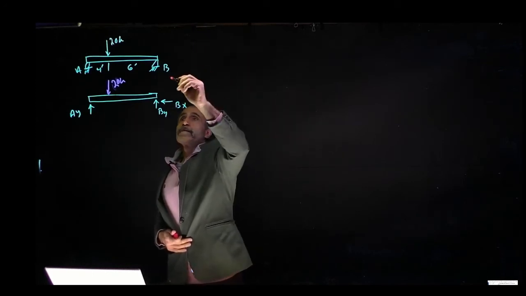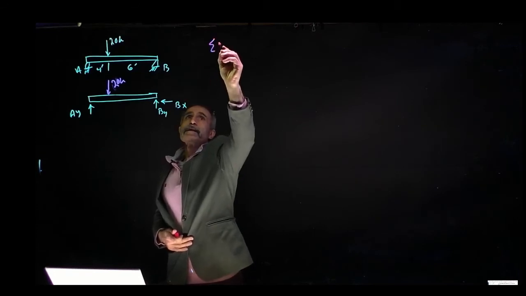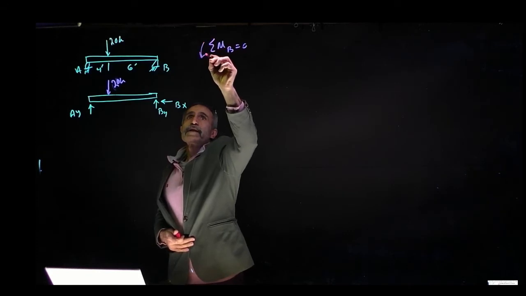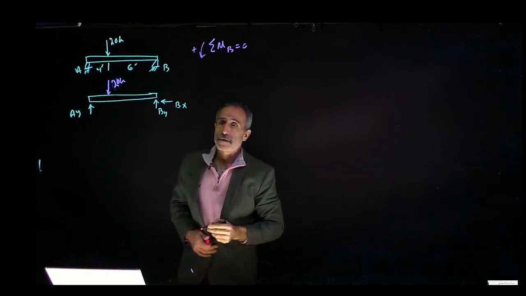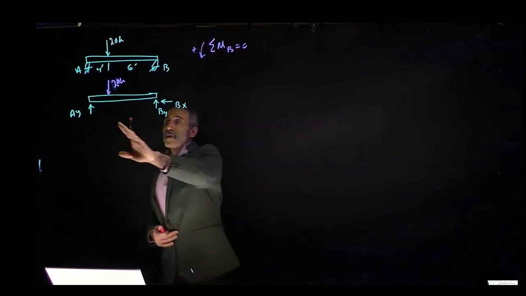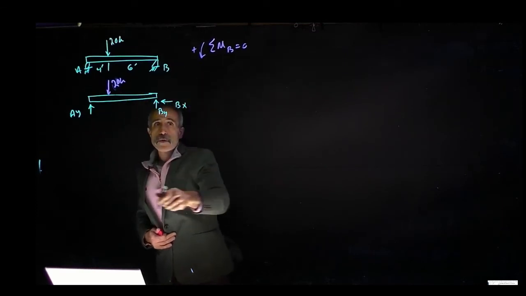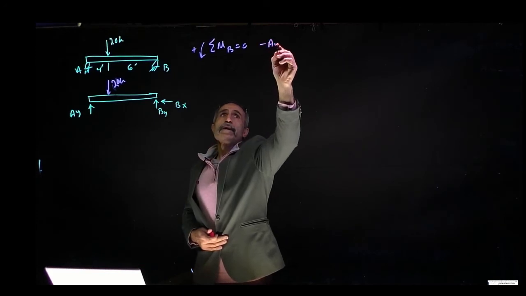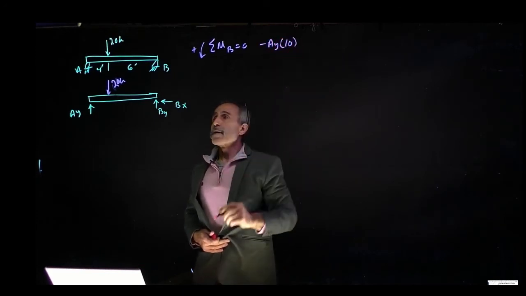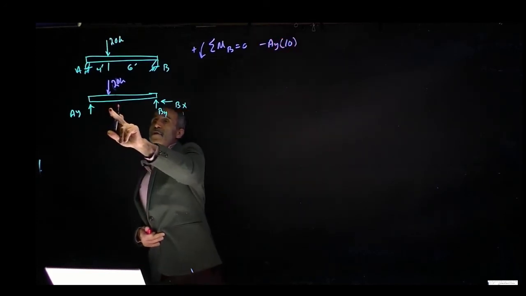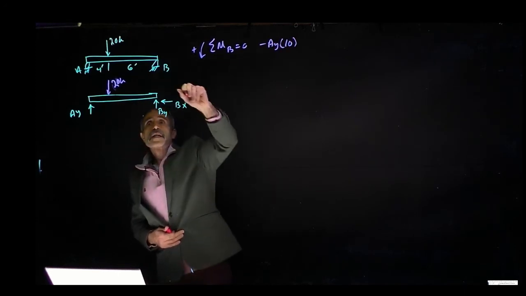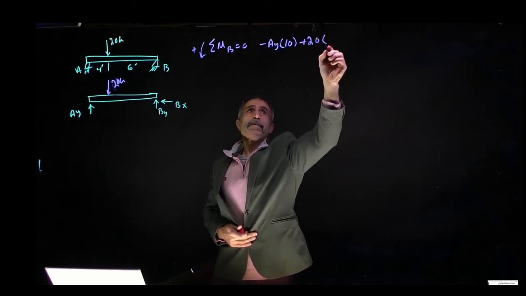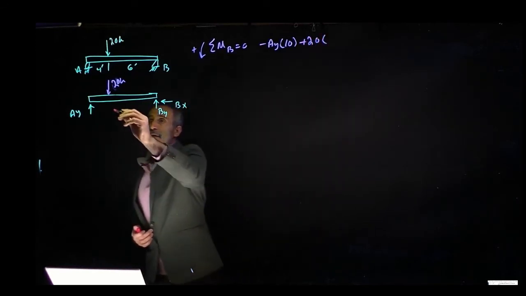So let's take a moment about B. Summation moment about point B is equal to 0. Our sign convention, let's say if we go counterclockwise, that's positive. So I got this load, and it's rotating clockwise, therefore it's negative. So I got minus Ay times 10. And then I have nothing until I get to 20. And 20 rotates counterclockwise. So it's going to be plus 20 times the distance, which is going to be 6 feet here.